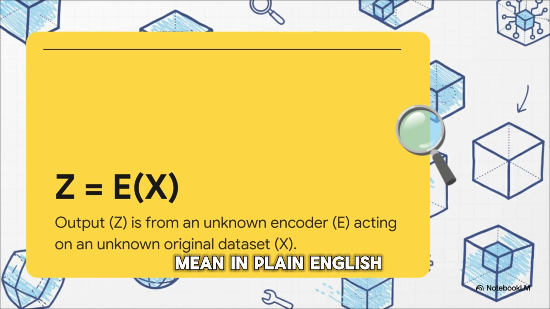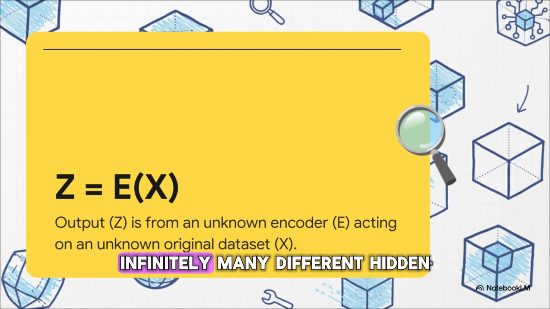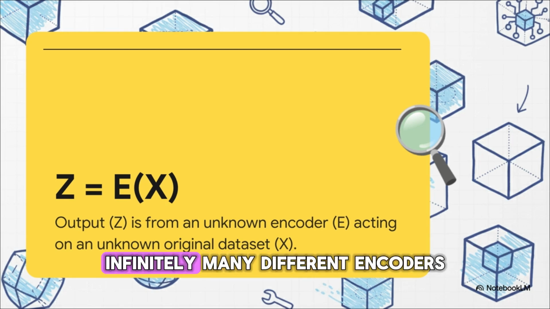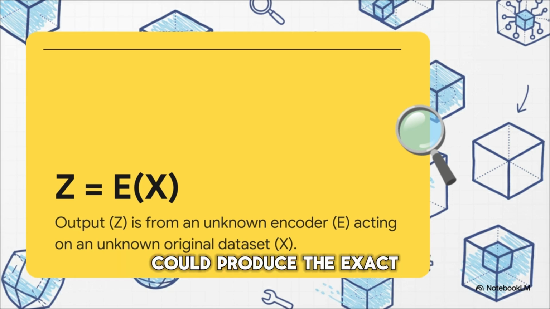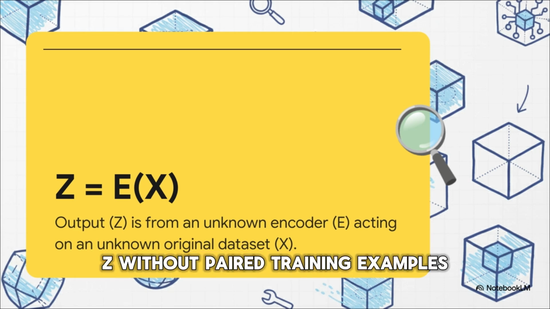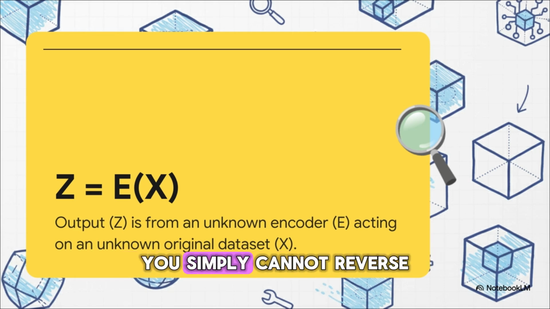And what does that mean in plain English? Well, it means that infinitely many different hidden tables passed through infinitely many different encoders could produce the exact same scalar stream z. Without paired training examples, you simply cannot reverse engineer the true original table.